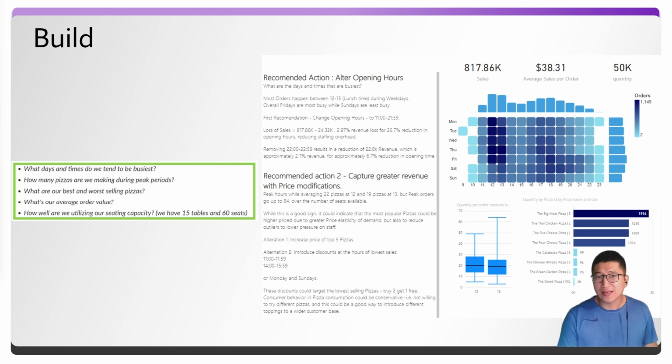Then, if we look at the second and third points, how many pizzas are we making during peak periods, and what are our best and worst selling pizzas? Both of these are shown in the bottom charts. We can suggest a suitable course of action, which is to lower the variance of orders by making sure that during peak periods, the more popular pizzas are more expensive. This would lower pressure on the pizzeria during the peak periods, but also, depending on price elasticity, could potentially capture more revenue.